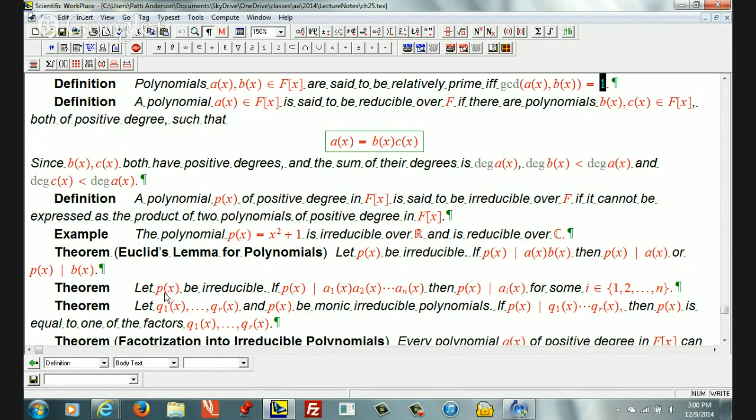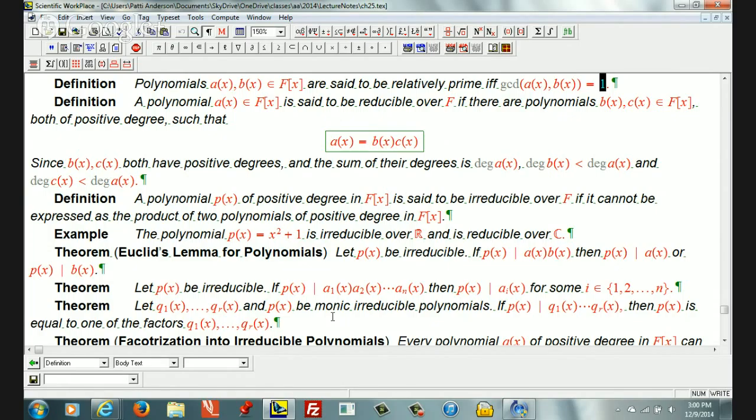The corollaries after that: let p of x be irreducible. Then if p divides the product of n polynomials, p has to divide at least one of those n polynomials. It could divide all of them, but it has to divide at least one of them. And then the next theorem: if q1 to qr and p are monic irreducible polynomials, and p divides q1 to qr, then p is equal to one of the factors. Because they're all monic and irreducible, saying that p divides one of them is the same thing as saying that p has to equal it, because we have divided off the leading coefficient.